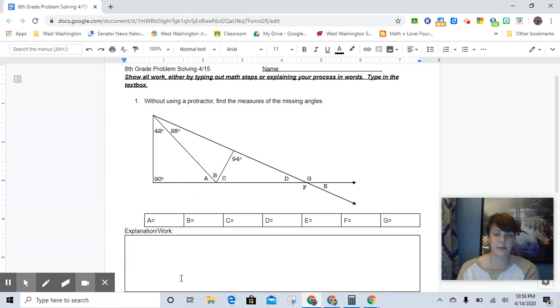But give me some reasons why, because they're the interior angles of a triangle. Or, all of these have to add up to 180 because they make a straight line. You have to explain to me what you are thinking.